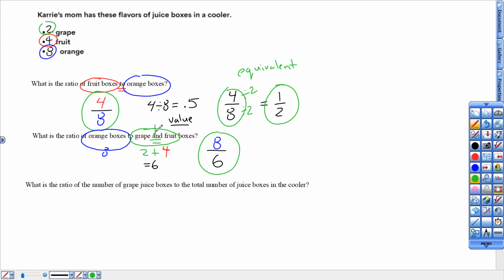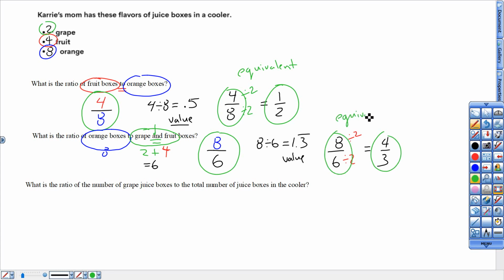If I wanted the value, again, top number divided by the bottom number, 8 divided by 6, use my calculator for this. Gives me 1.3 repeating. That is the value of that ratio. If I wanted an equivalent ratio, I could take 8 over 6. Looks like I could divide both by 2 again. Make sure that you divide both top and bottom by the same number. That gives me 4 over 3. Those are equivalent. Even though they look different, they are equivalent.